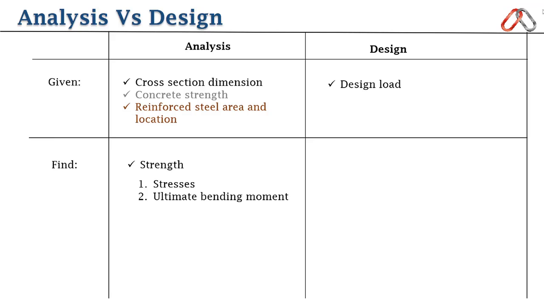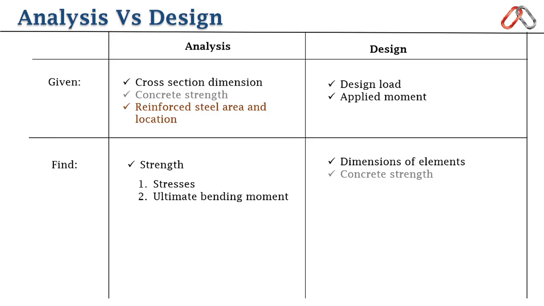In design problems, design load and applied moment are already given. You have to find out the dimension of elements, the concrete strength, or we can say grade of concrete that we will use according to load, and how much steel is required.